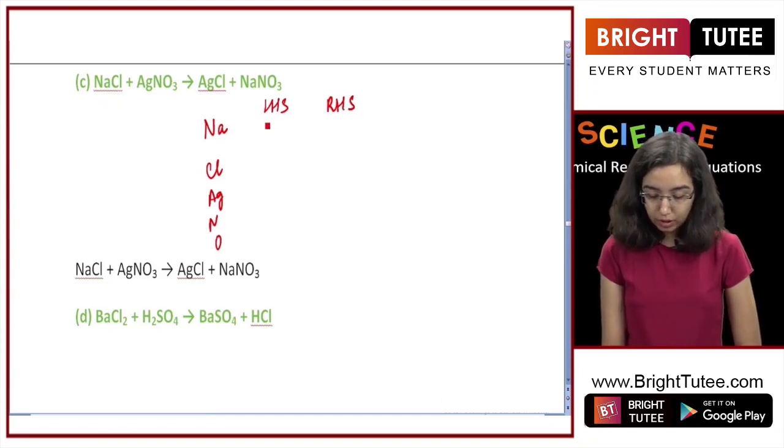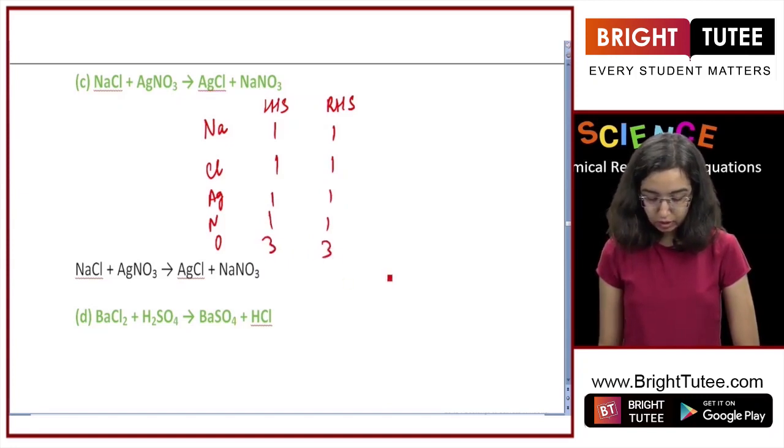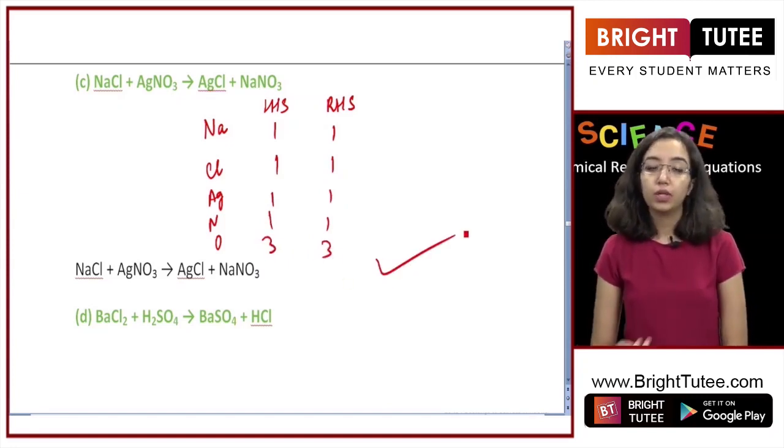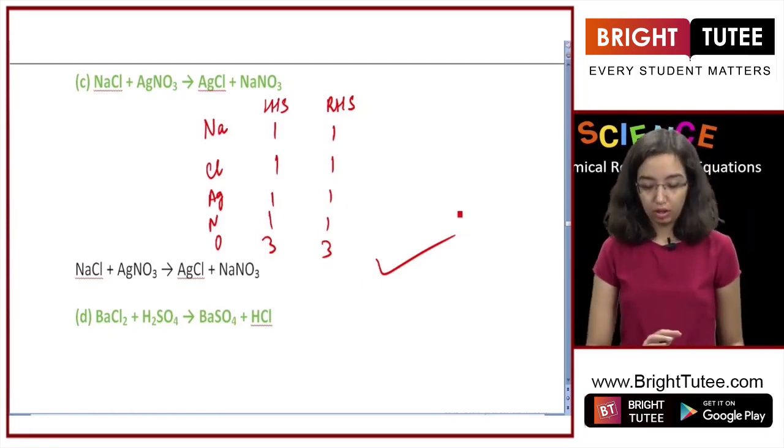We have 1 sodium here, 1 here. Chlorine we have 1 here, 1 here. Silver we have 1, 1. Nitrogen we have 1, 1. Oxygen we have 3, 3. So this equation is already balanced. We don't need to change anything, and that is why the balanced equation is just this original form.